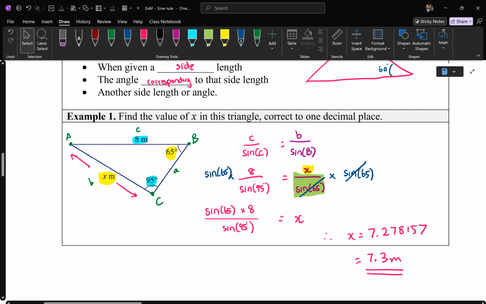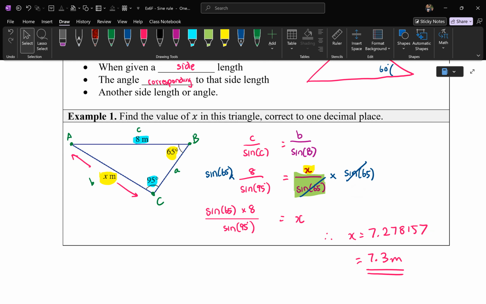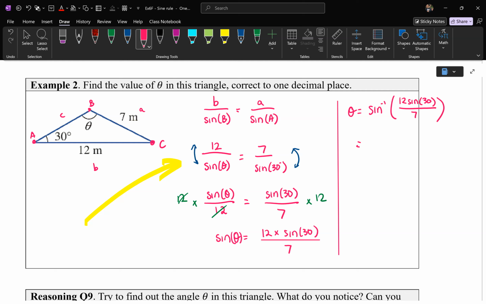Flip over to the next page. I'm going to give you 2 minutes to have a go at solving the problem. I'm going to pause the video. All right, here we go. Answer for the second one. Check if you got this right. Should be 58.997 degrees. Rounded to 1 decimal place is 59.